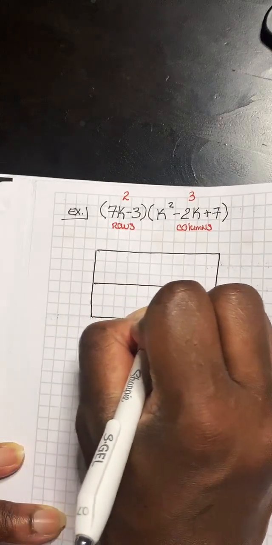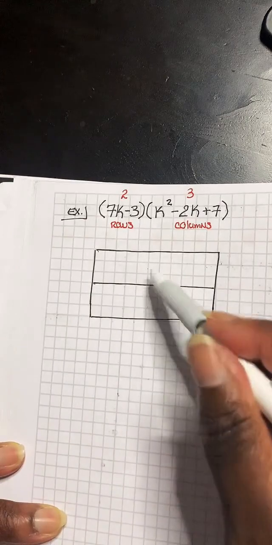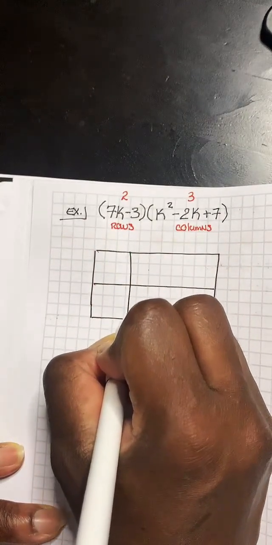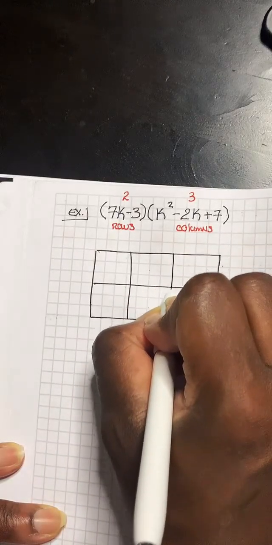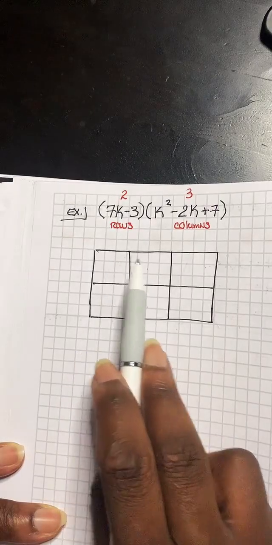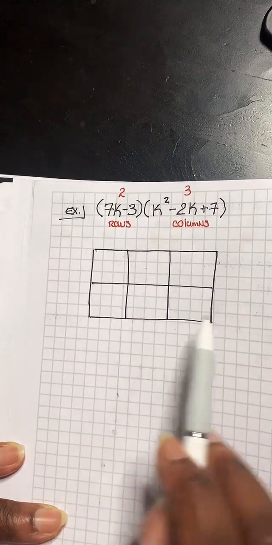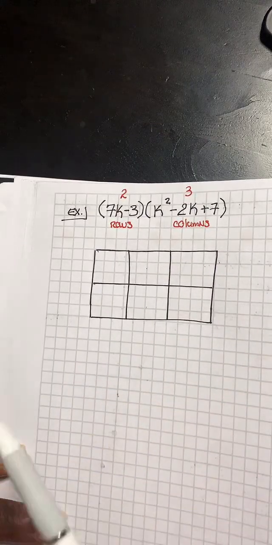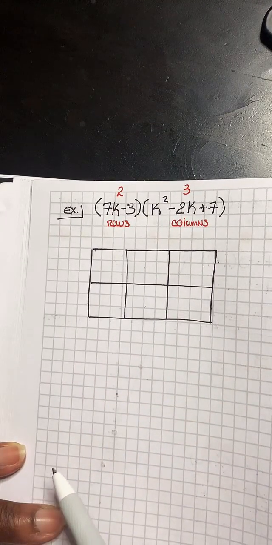Okay, so I come right here. Here's my 2 rows. Then I have here, here. Not so much even, but you know. Then I have my 1, 2, 3 columns. So columns go up and down. Rows go left to right. Okay.